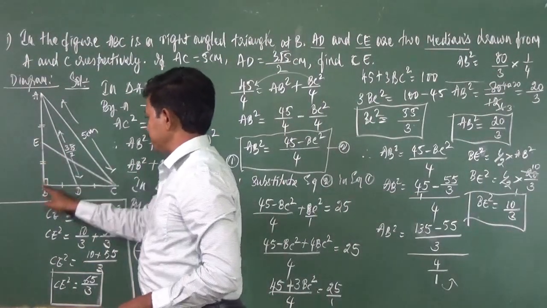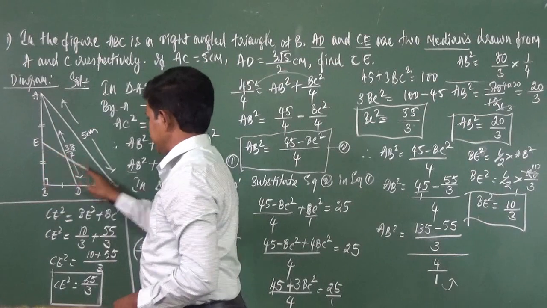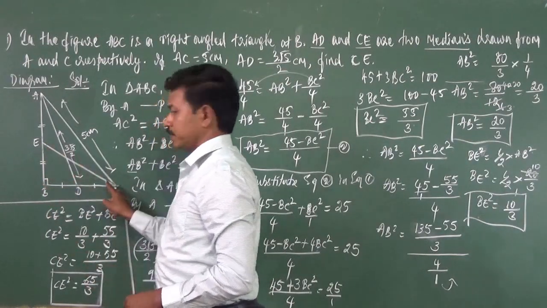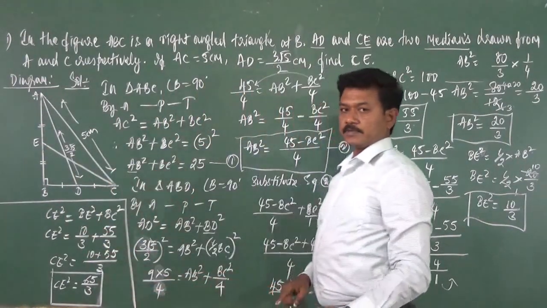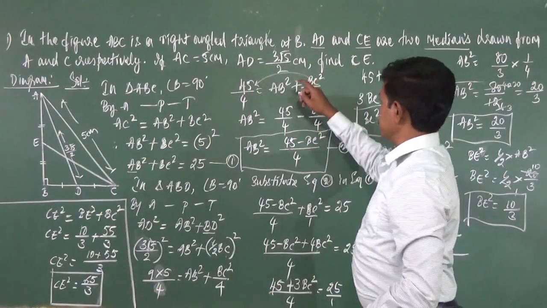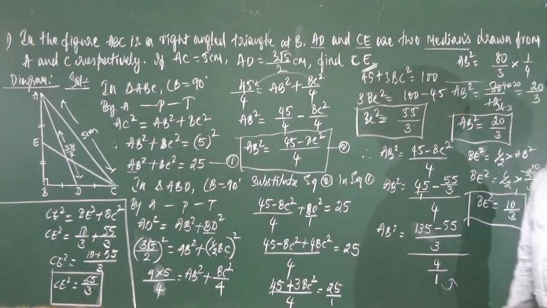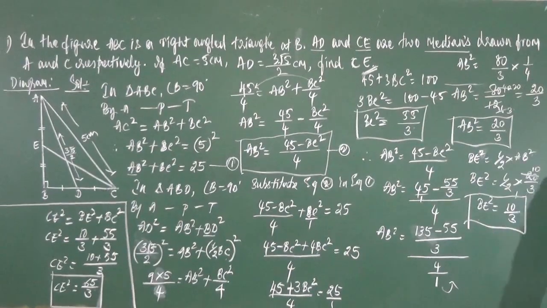So when you apply Pythagoras theorem for triangle BEC, you are going to get the value of CE square. So just take square root on both sides for the value you get. Then you will reach CE. I hope you will continue the last step. Very important.